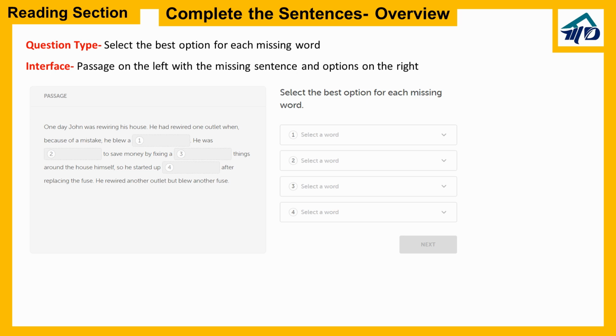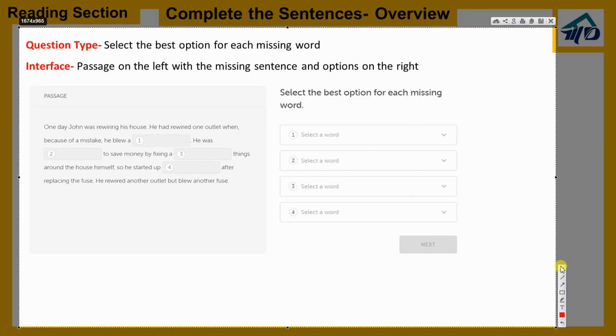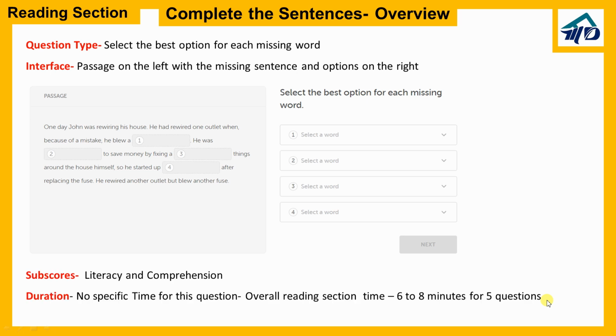You will get a passage on the left and you will have options on the right. You need to click here and you will get a drop down menu. You have to select the most appropriate option. You cannot just click on next if you have answered just one question, so you cannot skip it. You have to select all the options, then only you can click on next. This is important. About subscores and duration, everything is same.